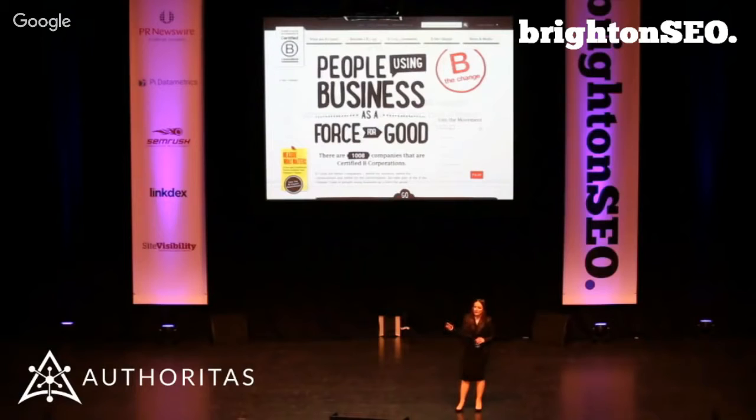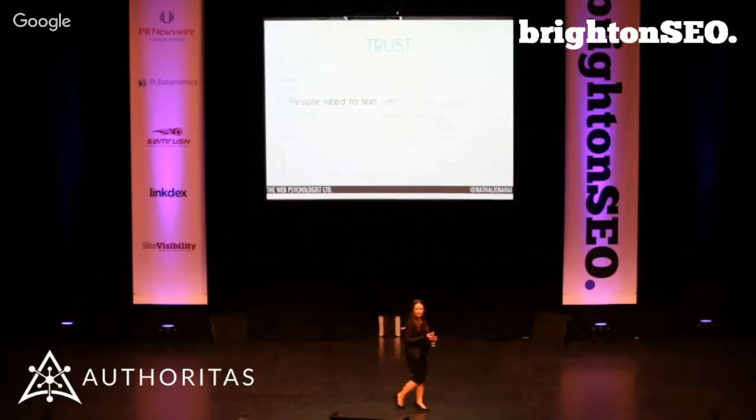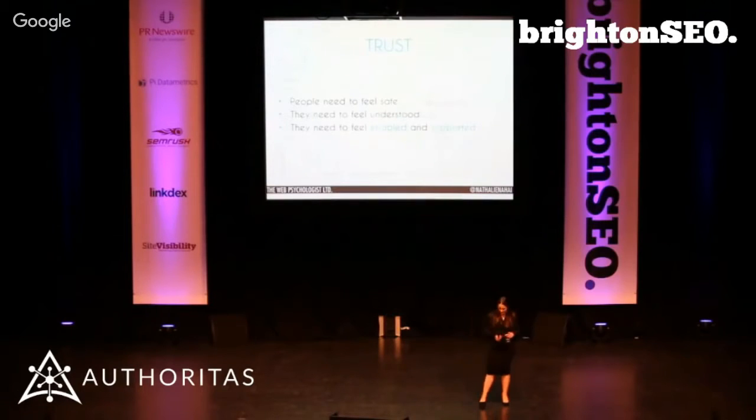It's the kind of statement that we're hearing again and again from different kinds of consumers, to the extent that the B Corp movement is now gaining so much traction that people and companies are flocking to get the certification. It's kind of like what the fair trade mark is to certain goods, or the organic mark is to certain foods. So in order to trust you, people need to feel safe, they need to feel understood, and they also need to feel enabled and supported.